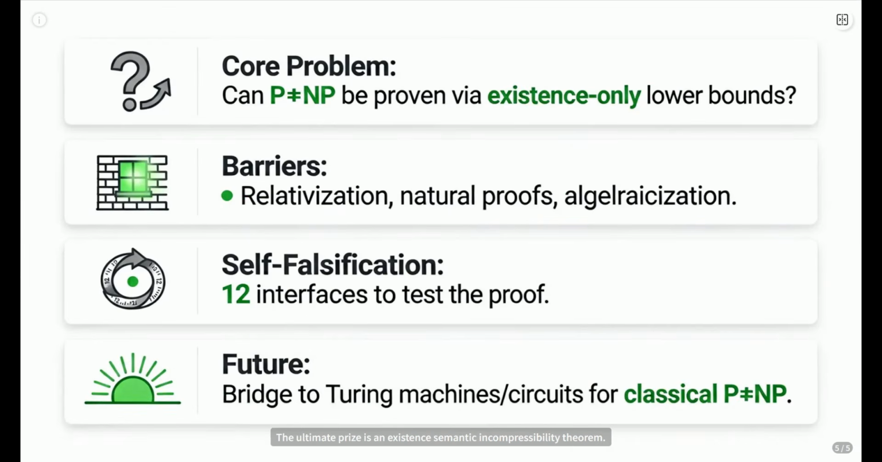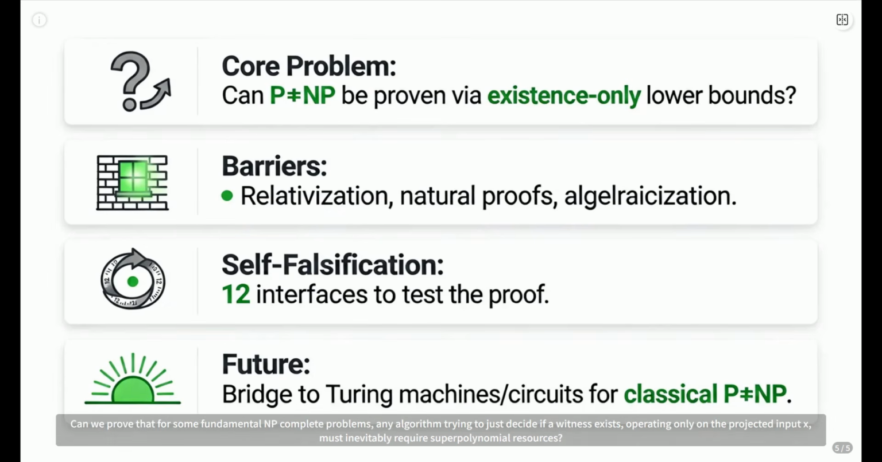So we've reached the crux of the matter. The ultimate prize is an existence semantic incompressibility theorem. Can we prove that for some fundamental NP-complete problems, any algorithm trying to just decide if a witness exists, operating only on the projected input X, must inevitably require superpolynomial resources?